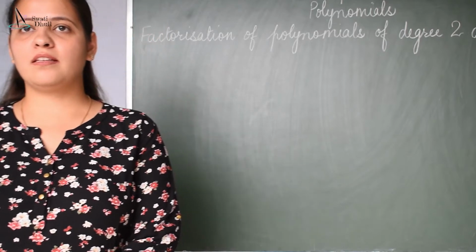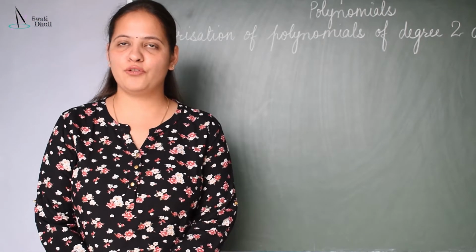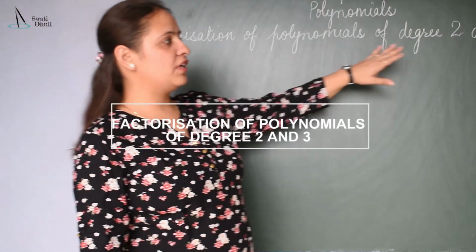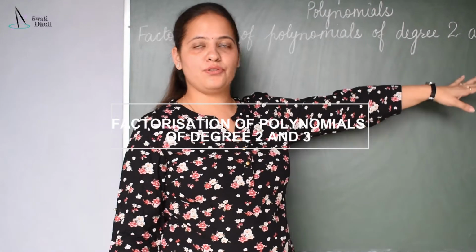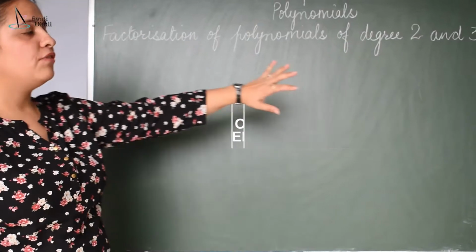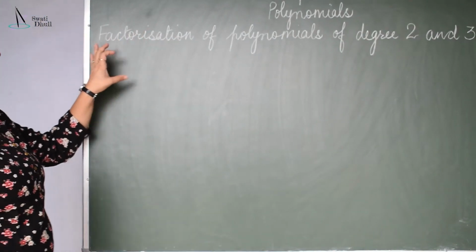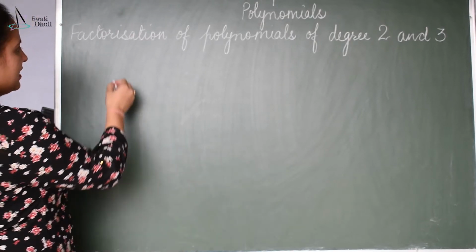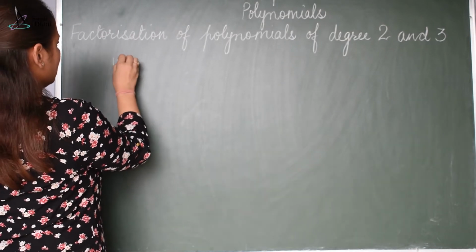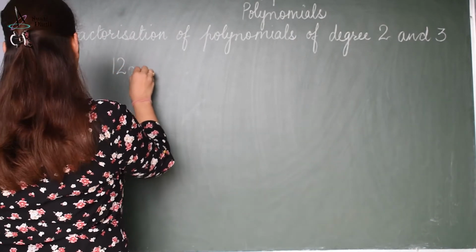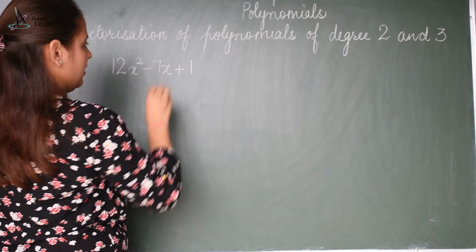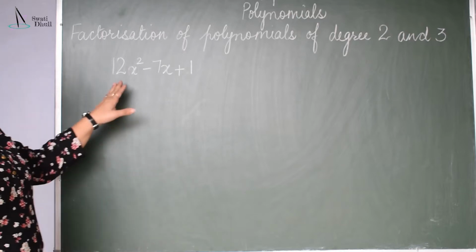Everyone, I am Swati. Today I am going to discuss with you all how to factorize the polynomials of degree 2 and 3. So first of all, we will factorize the polynomial of degree 2. Let's take an example for it. Let's say I have 12x square minus 7x plus 1.